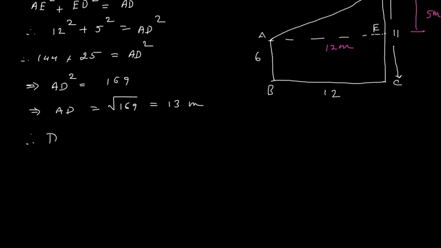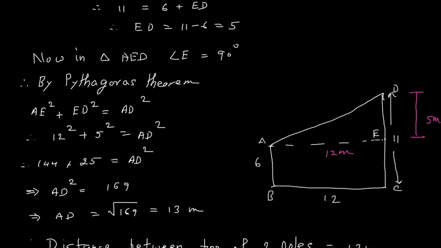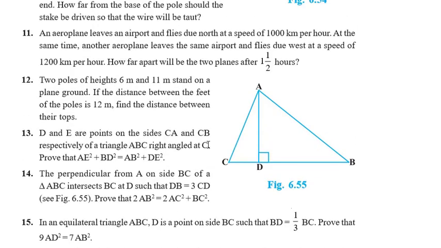Therefore, I will say that distance between top of two poles is equals to 13 meter. Simple. Okay. So, question was two poles are of 6 meter and 11 meter stand on the plain ground. If the distance between the feet of the two poles is 12 meter, find the distance between their tops. So, we get distance between their tops as 13 meter.